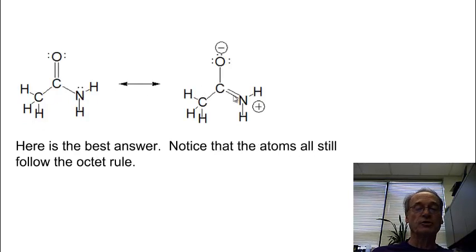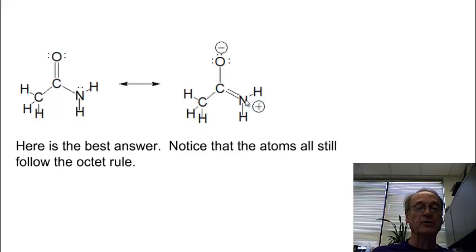Here's what you should have drawn. Notice what I did as I moved the double bond from this position to this position. I moved this pair of electrons up onto that oxygen. This becomes a single bond, this becomes a double bond, but in so doing, this oxygen gains an extra electron and gains a -1 formal charge.